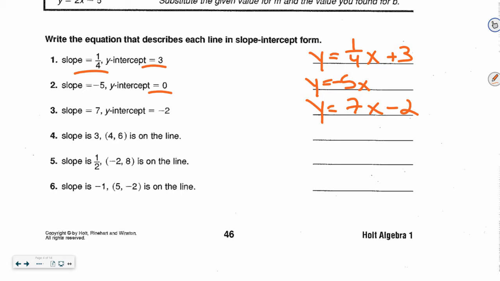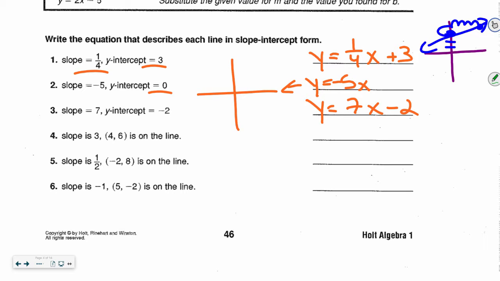Each one of these you can graph. So if I'm graphing this problem, I would start at 3, and then from that point, I would rise 1 and run 4, and I would draw that line. For number 2, I would start at 0, which is my origin, and I would count down 5, and then go over 1, because that's a secret fraction 1, and I would draw the line there.